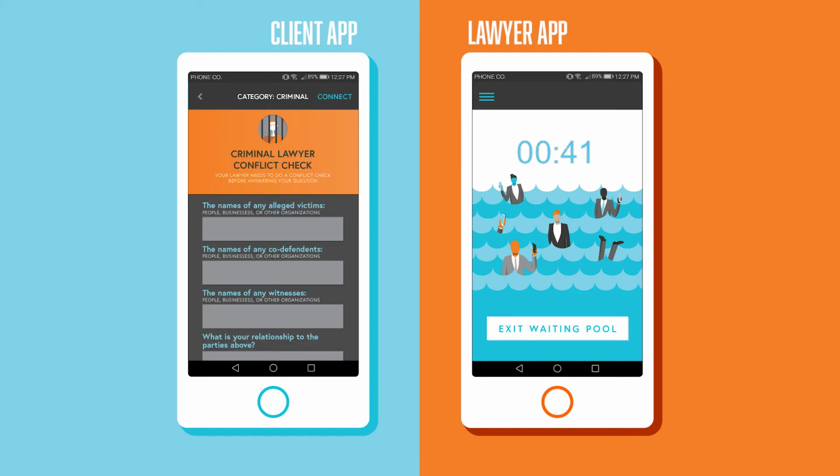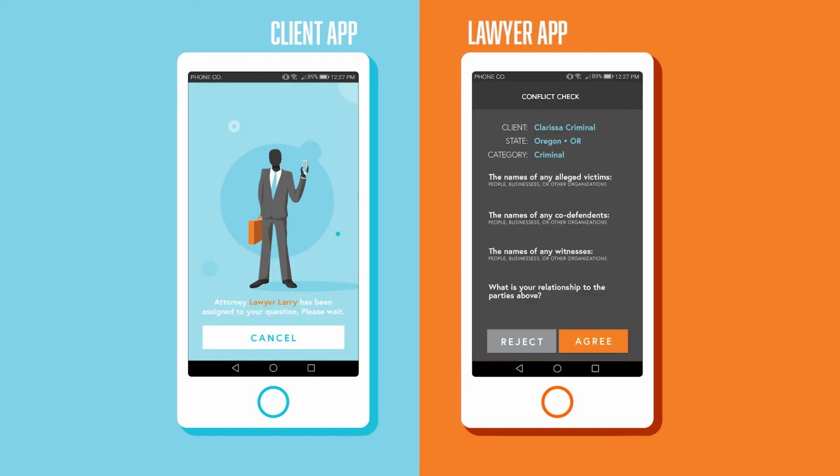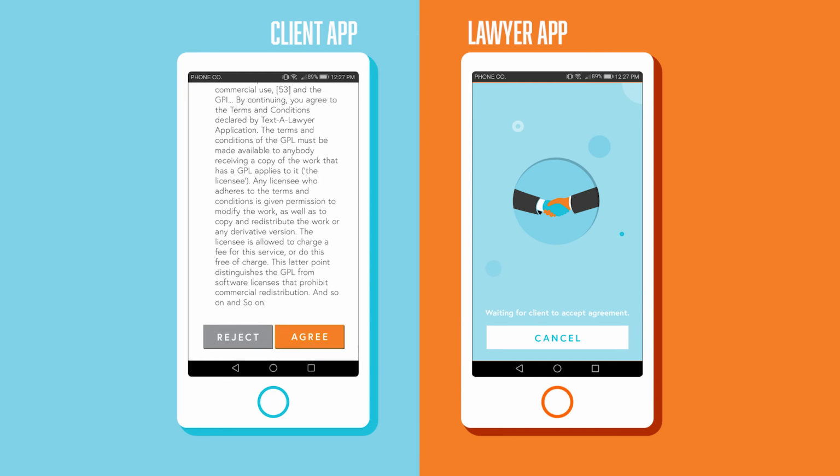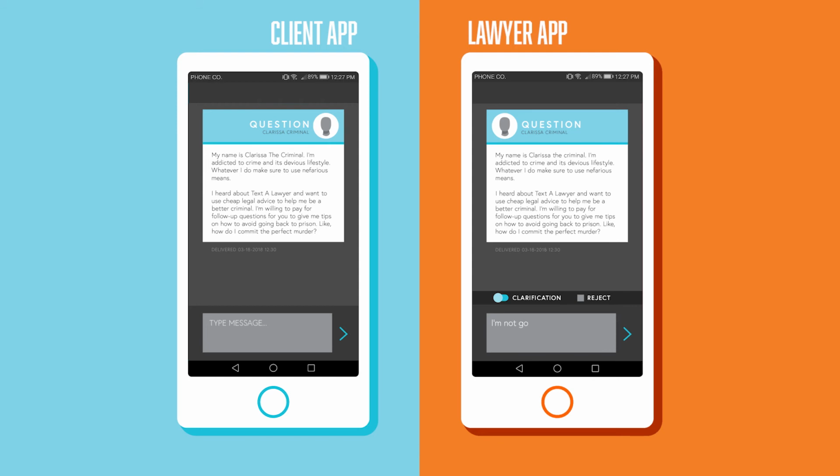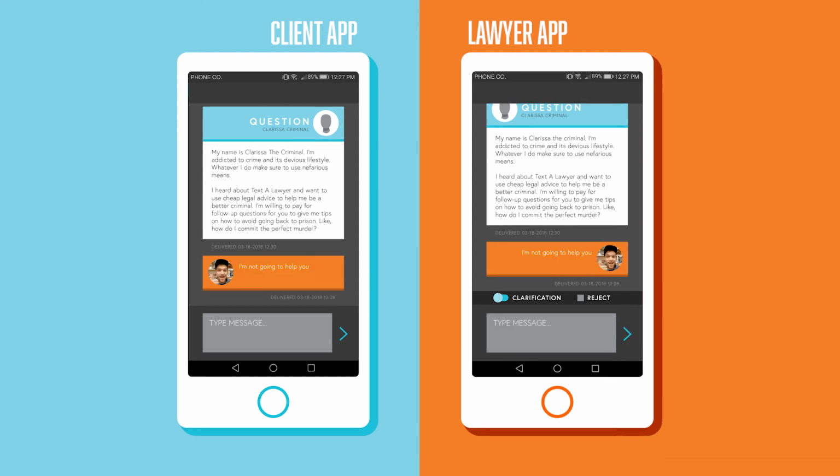Not every client is going to have conflict of interest info. Clarissa doesn't fill anything out and skips this screen, leaving the lawyer only her name to check for conflicts. The lawyer accepts Clarissa after running her name for existing conflicts. However, after reading her request, he decides he's not going to help a criminal plan future crimes. Our lawyer uses the reject feature.